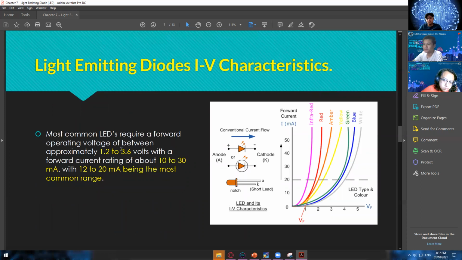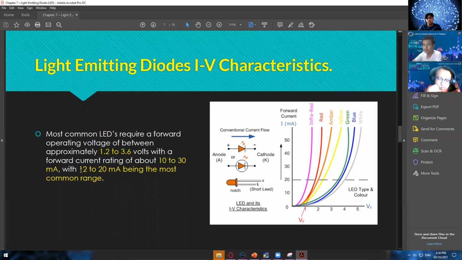Anyway, so we have here the most common LEDs. Most common LEDs require a forward operating voltage of 1.2 to 3.6. So ito yung common voltage ng mga LED, okay, na maliliit. Well, of course, kapag mas malaking LED, then it requires more higher voltage. Okay, and then the current that is ranging from this 1.2 to 3.6 is 10 to 30 milliamps.